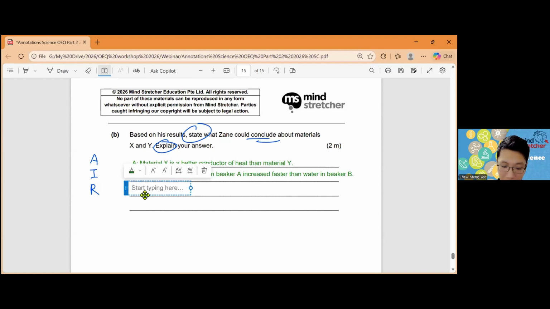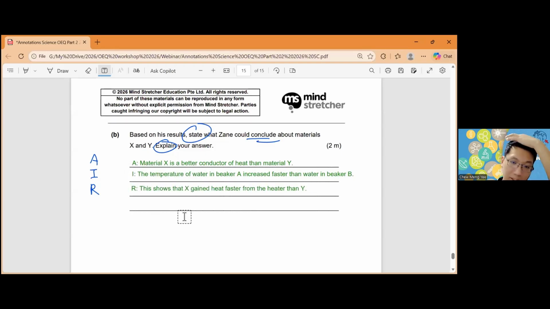Okay, so the reasoning here is to connect this part here about how fast they gain heat. Okay, how fast they gain heat. So X gain heat faster than Y. Okay, that shows that it's a better conductor. So that is your reason, your explanation.